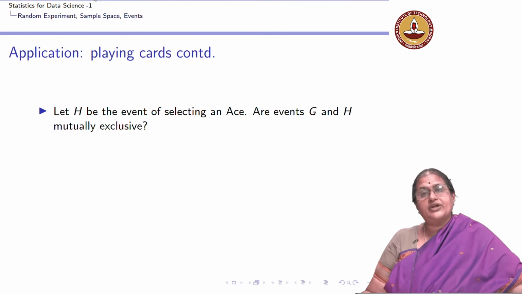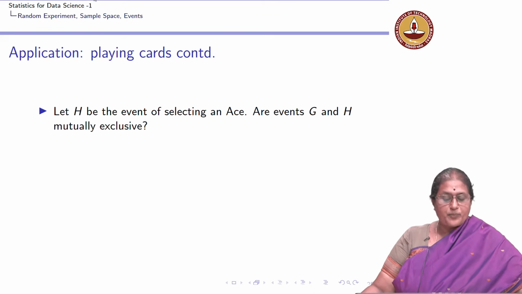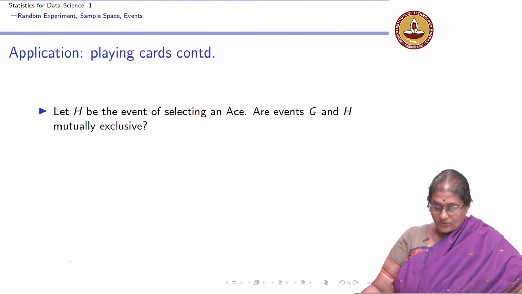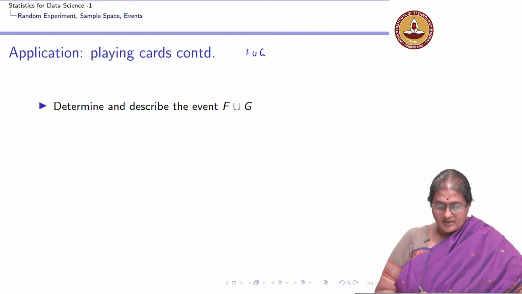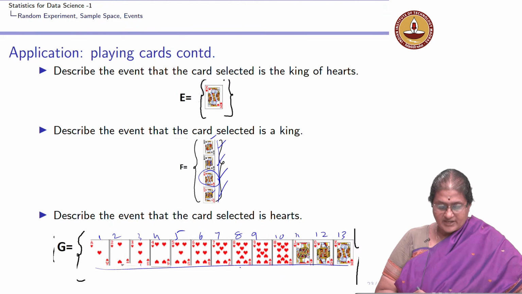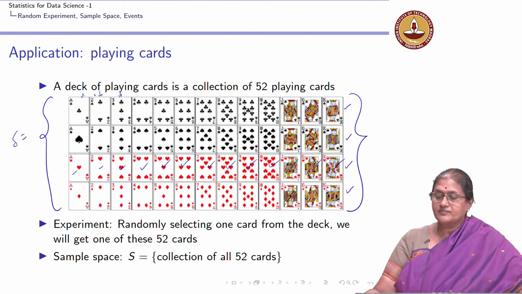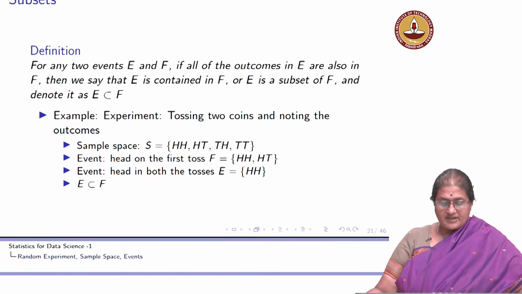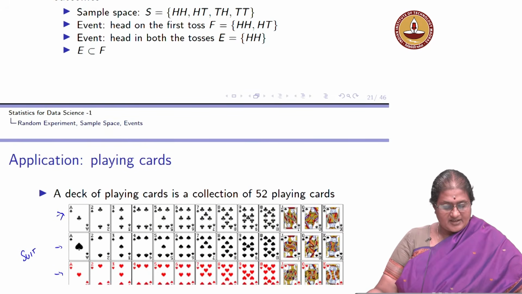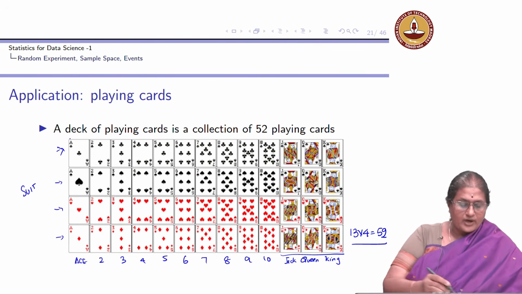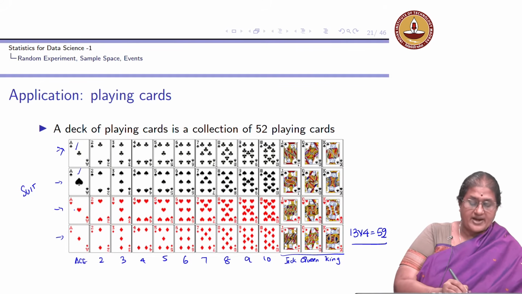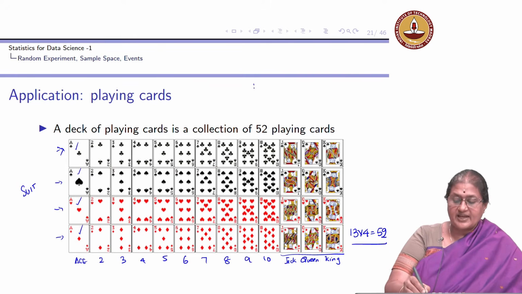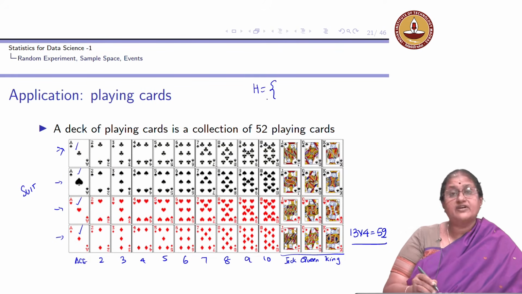So, now let us continue with our application on playing cards. Suppose H is the event of selecting an ace. Again, let us go back to our deck of cards. So, this is our deck of cards here. I have 52 cards and my event is selecting an ace. So, you can see that I have 4 aces: ace of clubs, ace of spades, ace of hearts and ace of diamonds.